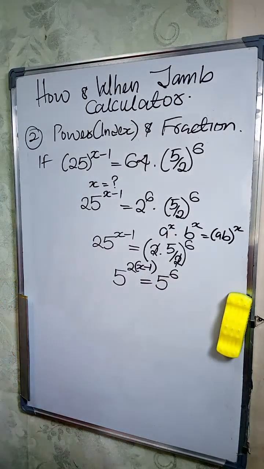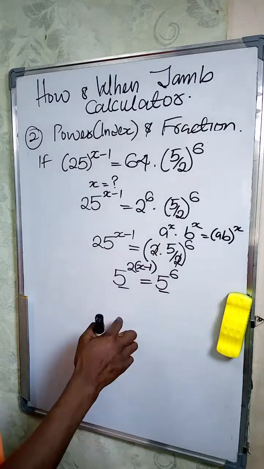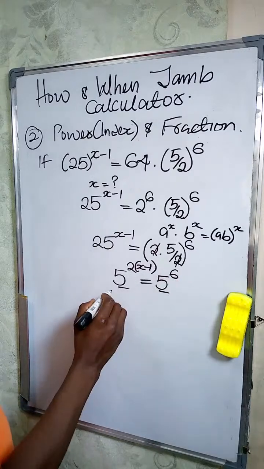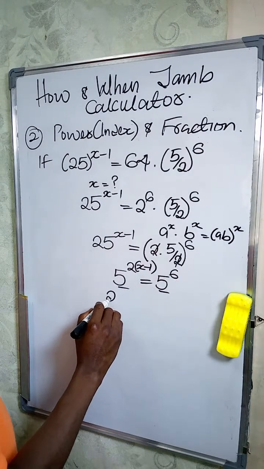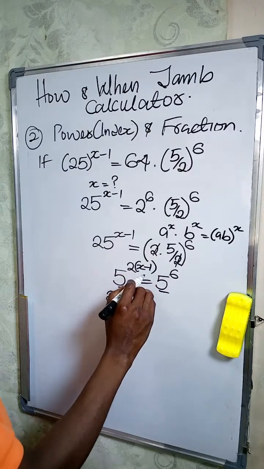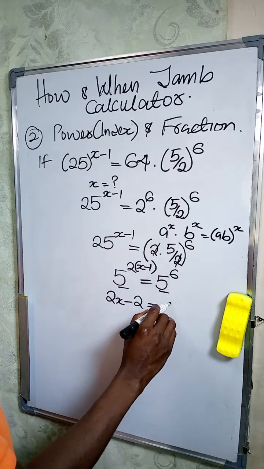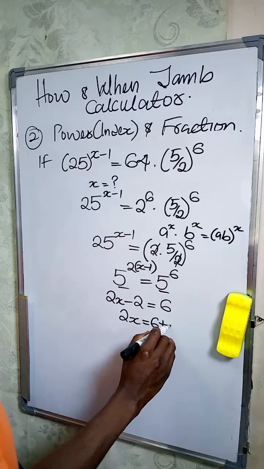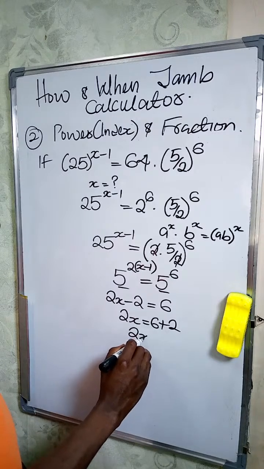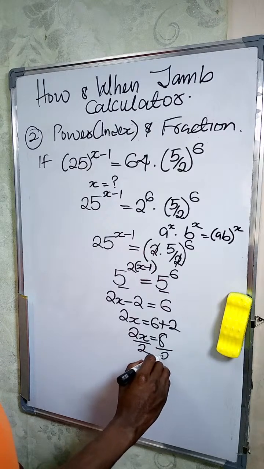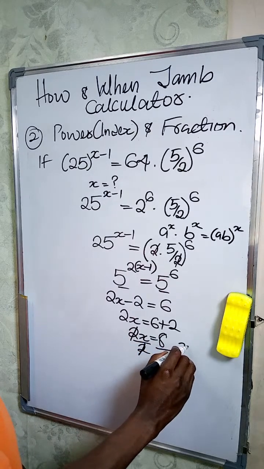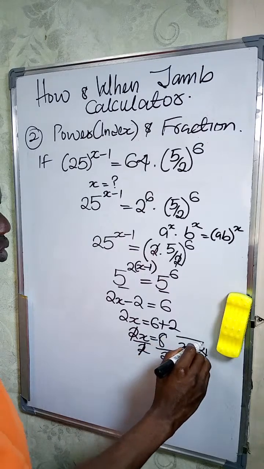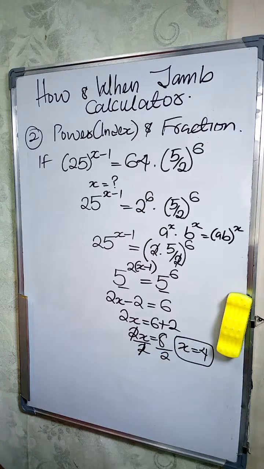Now you see that the two of them have the same base. And in mathematics, when things have the same base, you equate the powers or the indices. So if we equate the indices, that gives us 2x minus 2 times 1, which is 2. That will be equal to 6. So 2x will be equal to 6 plus 2. Then 2x will be equal to 8. If you divide both sides by 2, 2 will cancel 2. Then x will be equal to 4. So you see that it is very easy.